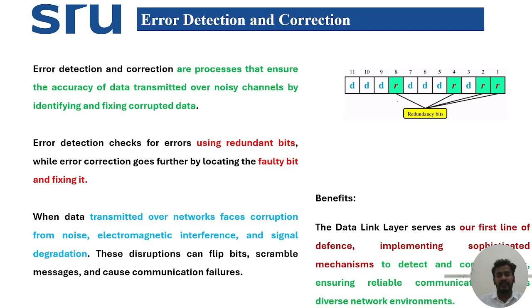We need to identify and correct these errors to enhance the quality of data transmission. Coming to the benefits of error detection, the data link layer serves as our first line of defense, implementing sophisticated mechanisms to detect and correct errors. It ensures reliable communication across diverse network environments.